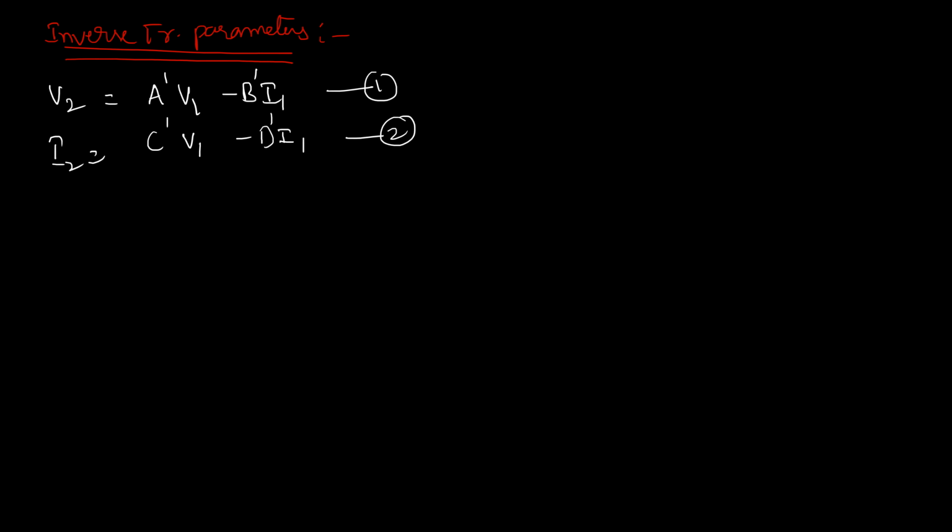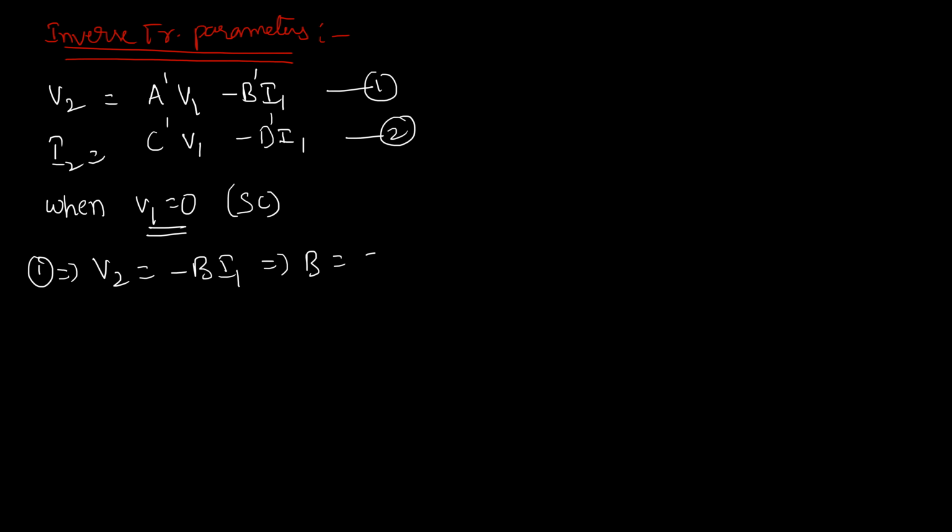And now it is very easy to calculate the ABCD parameters. In the previous case, we used the conditions. Here also we are going to use the conditions. When V1 becomes 0, what happens? It behaves like a short circuit. Now from the first equation, V2 equal to, V1 is 0, so minus B prime into I1 we will be getting. Now what is B prime? This is minus V2 by I1, V by I. So unit is ohm.